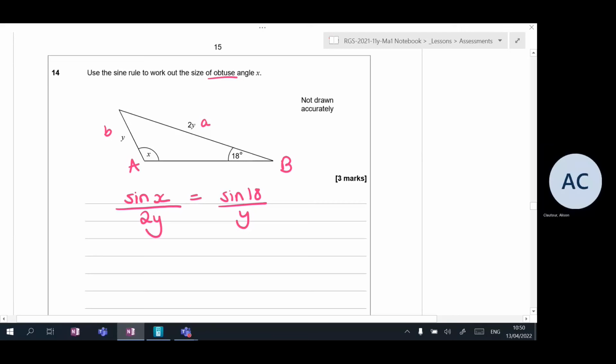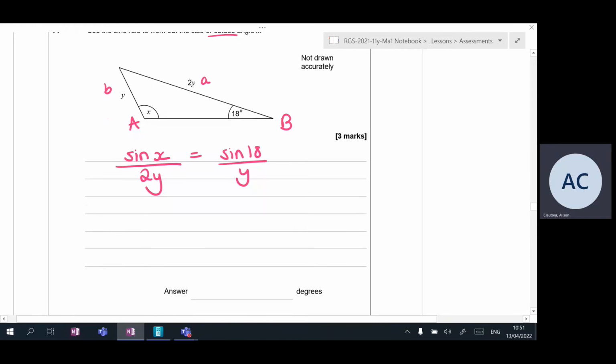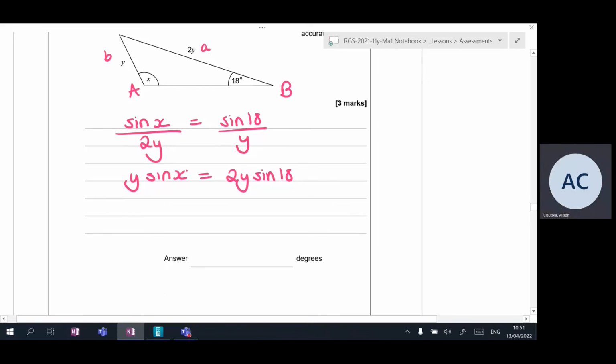Okay, so if we're trying to work out what sine x is, we're trying to find x as the end goal. Let's do a bit of cross multiplying. So y multiplied by sine x is equal to 2y multiplied by sine 18. Okay, so I can actually divide all of this through by y. So the y's disappear. So sine x is equal to 2 sine 18.